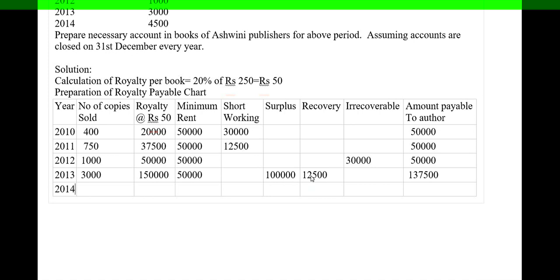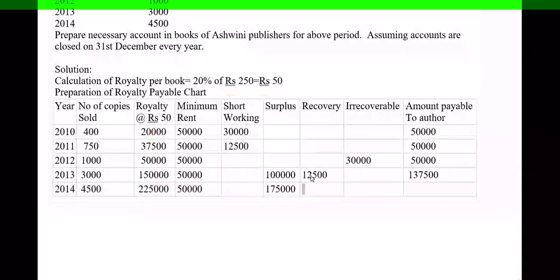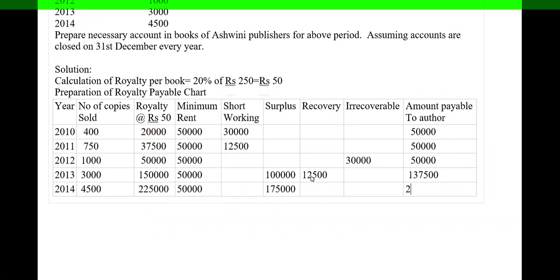Then 2014, 4,500 copies are sold here. So the royalty payable will be 2,25,000. Minimum rent remains same, 50,000. So there is no short working. There is surplus of rupees 1,75,000. Then there is no recovery here. Amount payable will be 2,25,000. So this is the royalty payable chart here.